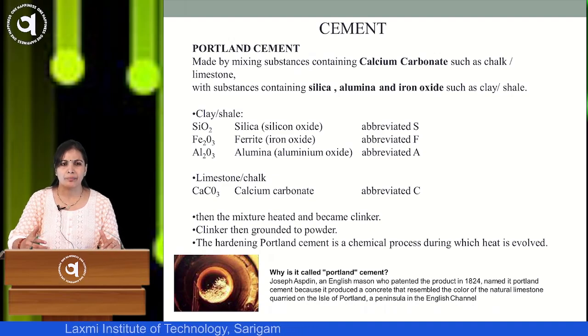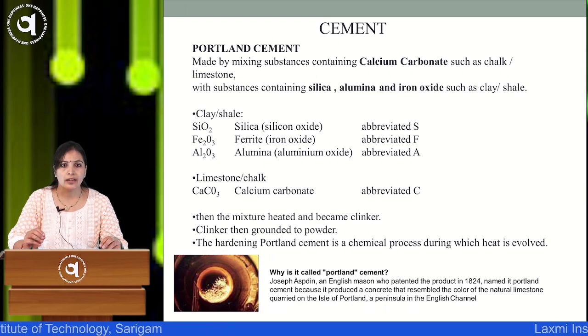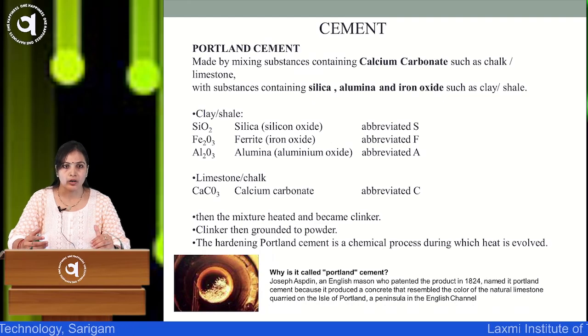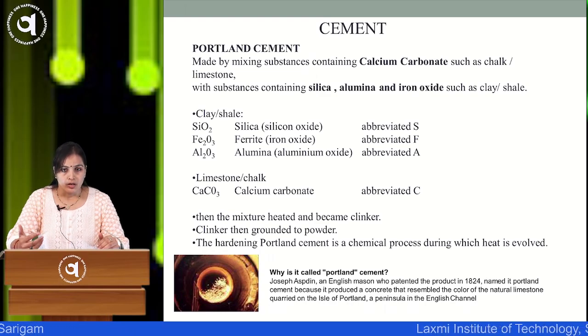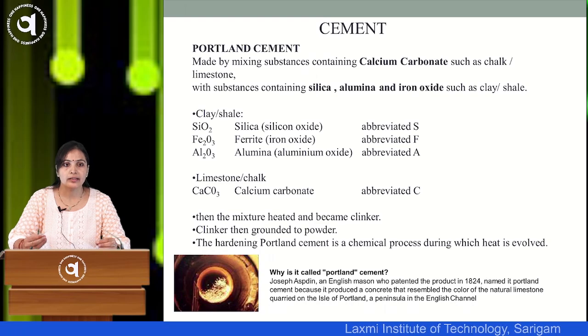This is the method, in short, by which we prepare cement, the manufacturing of cement. So these mixtures are heated and form a clinker, and then they are converted into powder by grinding. The hardening of Portland cement is a chemical process during which heat is evolved. So when we add water to it, it goes for hydration and then it becomes hard.